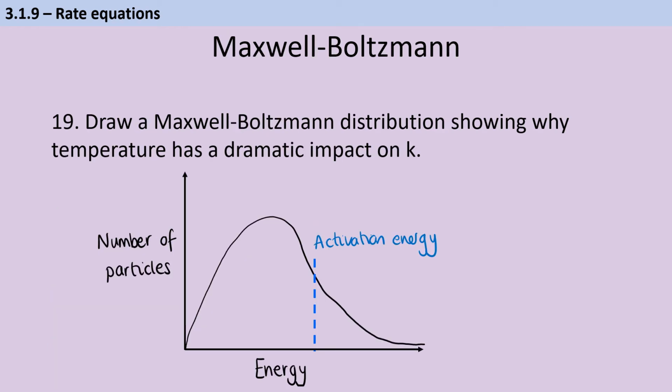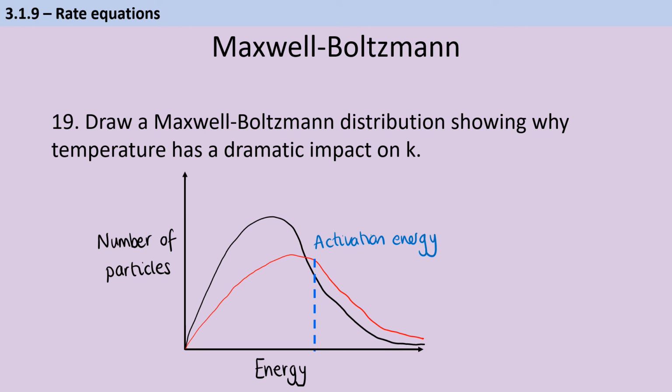Your Maxwell-Boltzmann distribution should look something like this. So we've got energy on the x-axis and number of particles or frequency on the y-axis, and an activation energy marked. Now, if we then increase the temperature of this reaction, we're going to have a curve that has the same area underneath it because you've got the same total number of particles, but it's skewed to the right. So it's got a lower peak that's moved over towards the right-hand side.